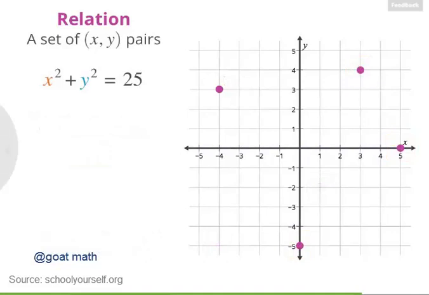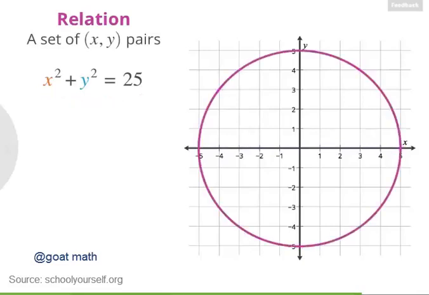Excellent work! So here are a few more points in this relation. 3, 4, 5, 0, and 0, -5. If you were to plot all the points in this relation, here's what you'd get. And it's a circle centered at the origin. Pretty neat, right? We'll be exploring equations that represent circles in a later lesson.